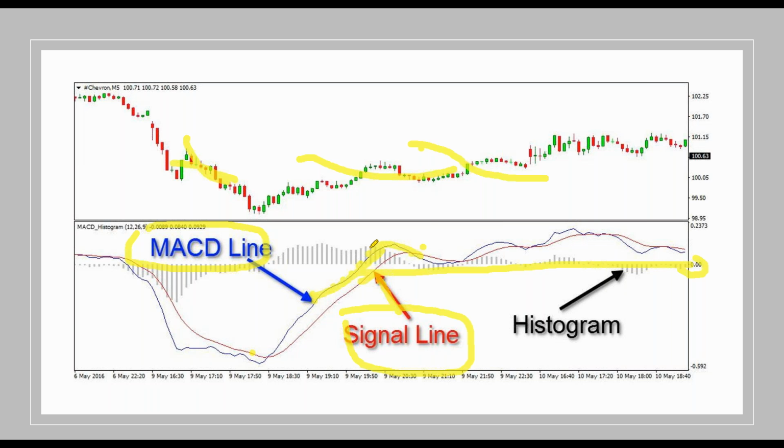We then take that number for each one of those periods that we subtracted from one another. We take 9 of them and put them together and divide it by 9, and that gives us what's called the signal line. So what we have is a derivative of a derivative of a derivative of a derivative. And this gives us our MACD line and our signal line. When the MACD line crosses over or below the signal line, so when the two cross, they give you buy signals and sell signals. Okay.